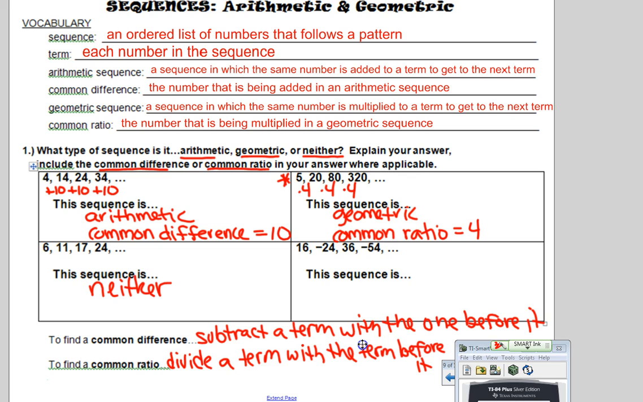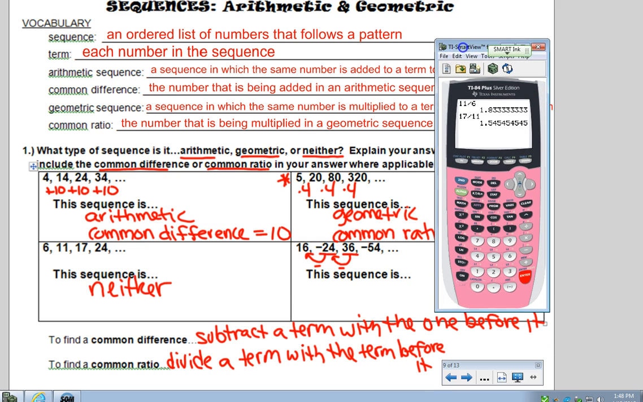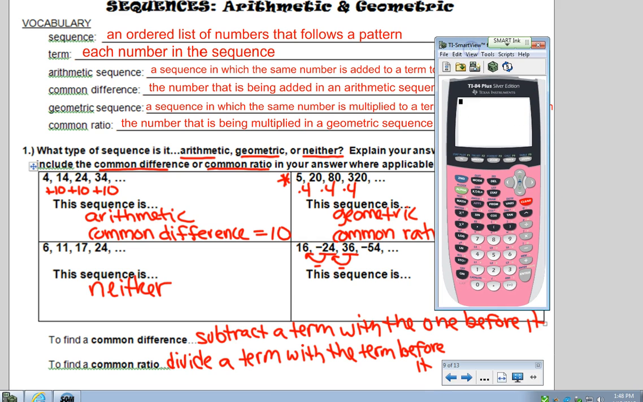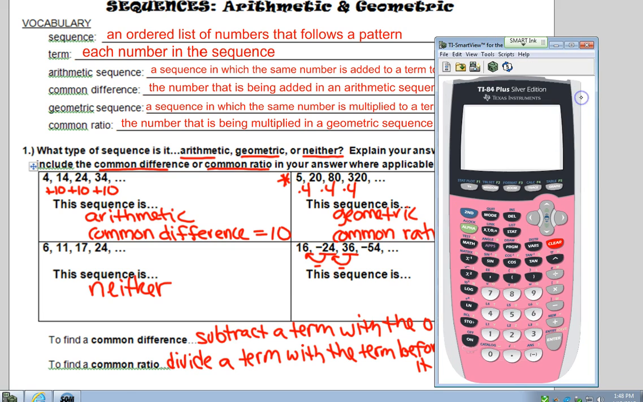Okay, so again, if I really want to check this, I could try taking this number and subtracting off that number, but then I have to double check and do another pair and make sure that those also are the same. All right, so negative 24 minus 16. But now I have to check, does 36 minus negative 24 also give me the same common difference? It does not. So it can't be arithmetic.